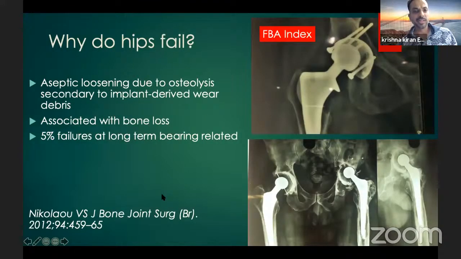And why do hips fail? The hips fail predominantly because of aseptic loosening due to osteolysis secondary to implant-derived wear debris. So this is all the data we have from the past generation of total hip arthroplasties. And this wear-induced osteolysis is typically associated with bone loss, and 5% of failures at long term are bearing related. So it's a significant number which can be reduced if we choose an ideal bearing.